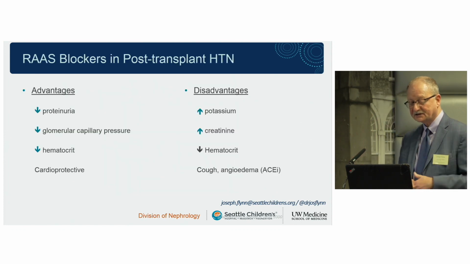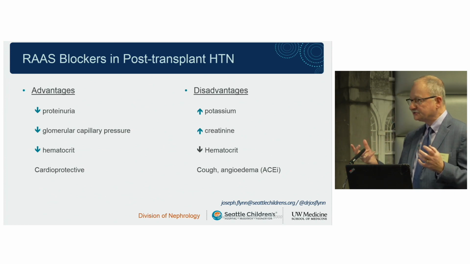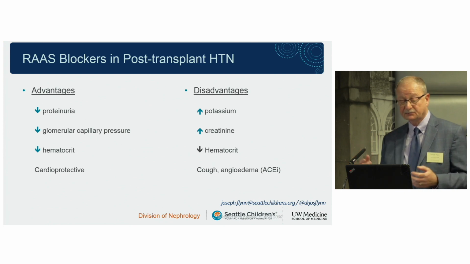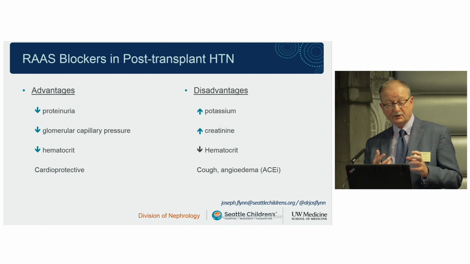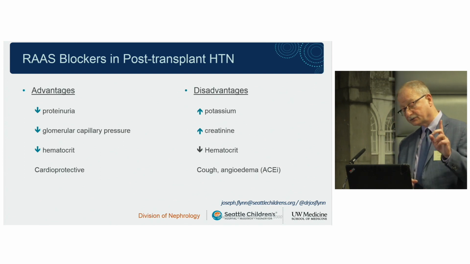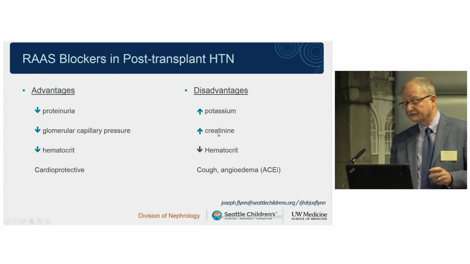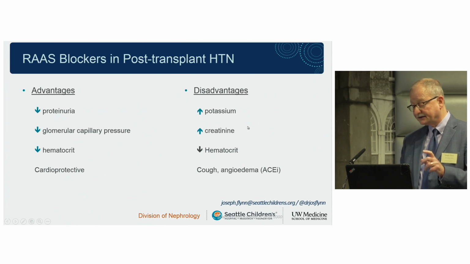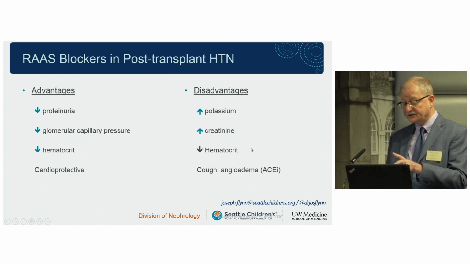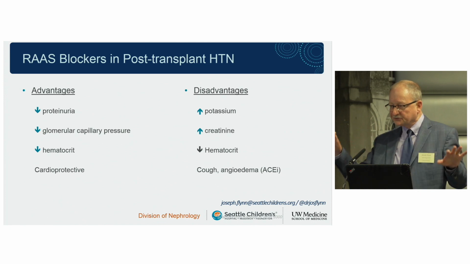I apologize. What about RAS blockers? What might make us think about using them in a kidney transplant patient? In general, they lower proteinuria. They do that because they reduce the intraglomerular capillary pressure. We know that they lower hematocrit, which can be good in these patients. We know they're cardioprotective. They have somewhat of a potassium problem in some patients. They can increase the creatinine. They can lower the hematocrit. And we know that ACE inhibitors can lead to cough and angioedema. So we know those things about these drugs.